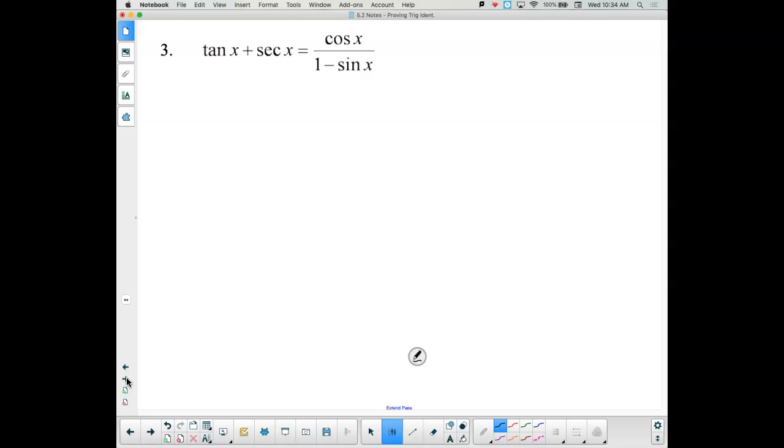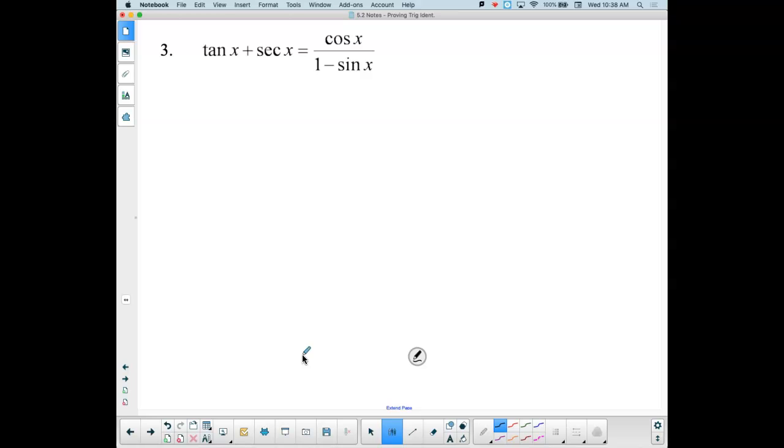I'm not even going to tell you which side's more complicated. I'm going to let you decide that, and I'm going to let you go for it. Talk to me. I don't care which side is more complicated. You tell me. Left side. Left side more complicated? Are we in agreement on that?